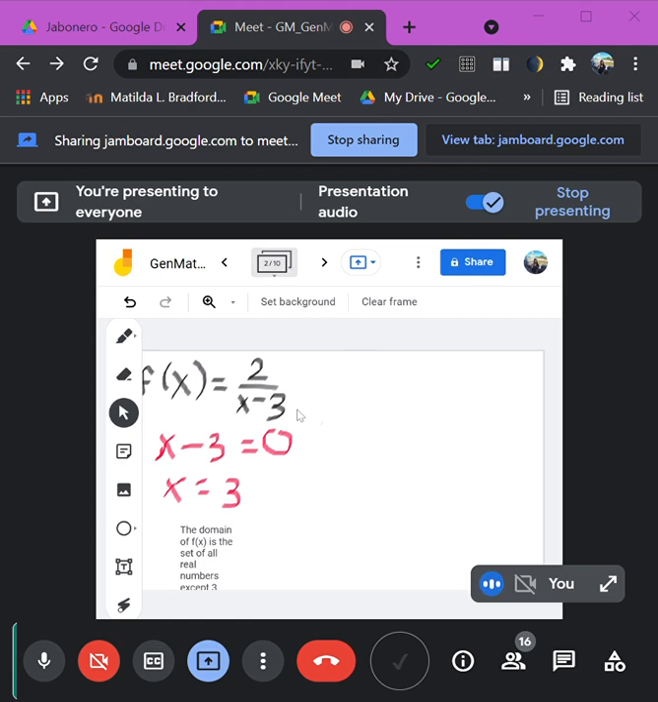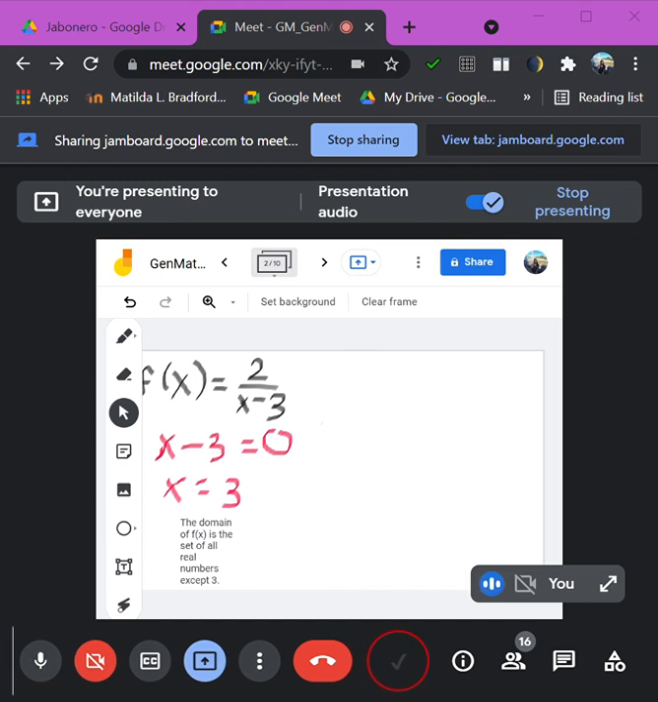In a rational function, the q of x should not be equal to 0. So the domain is the set of all real numbers except for 3. You can use 1, you can use 4, you can use anything as long as it's not 3. So those are the steps for the domain: you use the denominator, equate it to 0, and then find the value of x.